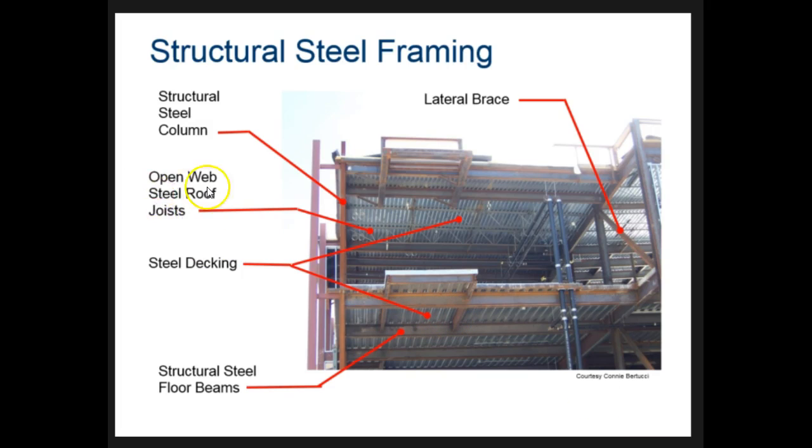And then here they call this open web steel roof joist. And if you look right there, that's a truss. Those are the joists that go across. That's a truss. And then lateral bracing are diagonal pieces that add strength and structure.